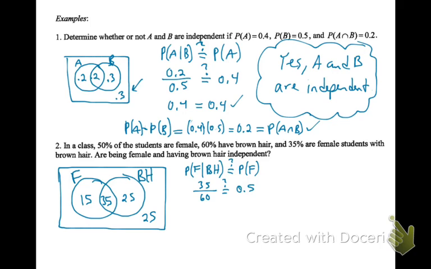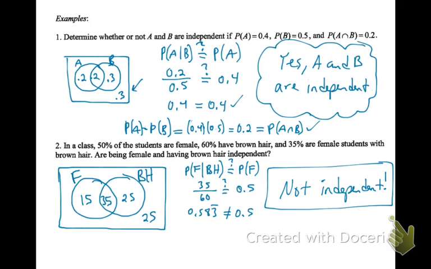And if you divide that out, you'll see that you get 0.583 repeating, and that's not equal to 0.5. So these are not independent. The probability of one is affected by the probability of another, so they are related in some kind of way, given the sample that we have. Pause the video, write down anything you need to.